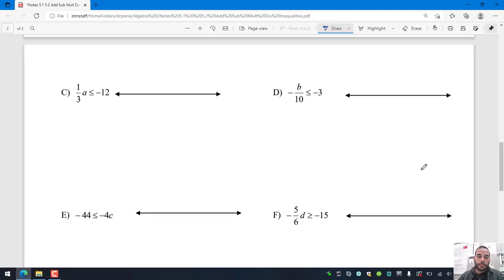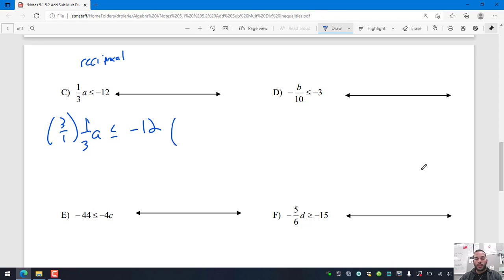Let's do letter C. So I've got 1/3 A is less than or equal to negative 12. And I want to get A by itself. So I want to get rid of the 1/3. Now, how do you get rid of a fraction? You have to multiply by the reciprocal. You guys remember that word from last chapter? Reciprocal. So what is the reciprocal of 1/3? It would just be 3/1. So I'm going to multiply both sides by the reciprocal of 1/3, which is just 3/1.